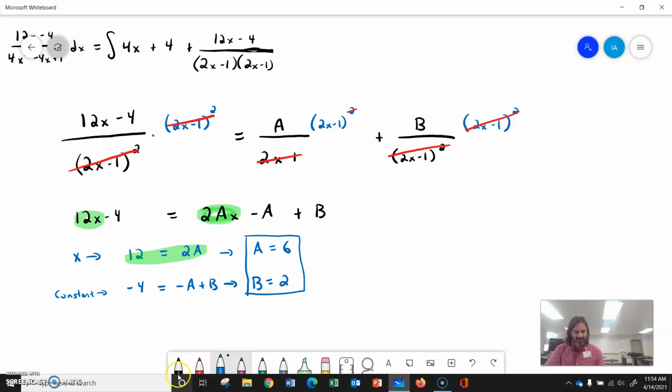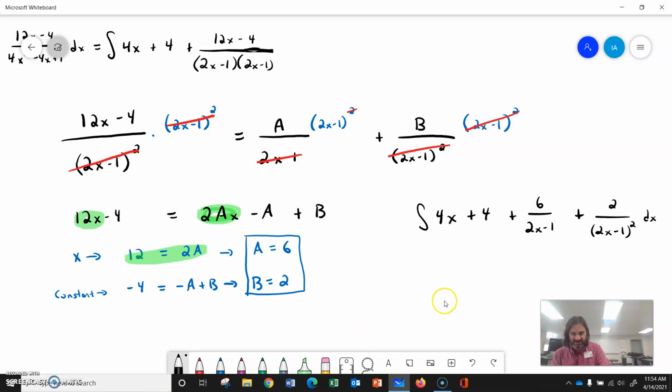Okay, I'm going to write down here so I can capture everything, but now we're trying to integrate. Now we're trying to integrate the 4x plus 4 that was the quotient of our polynomial division, and then our two partial fractions, so plus 6 over 2x minus 1, and then plus 2 over 2x minus 1 quantity squared.